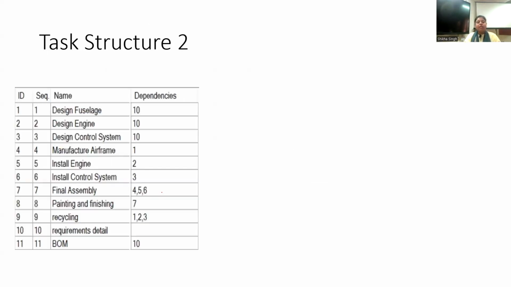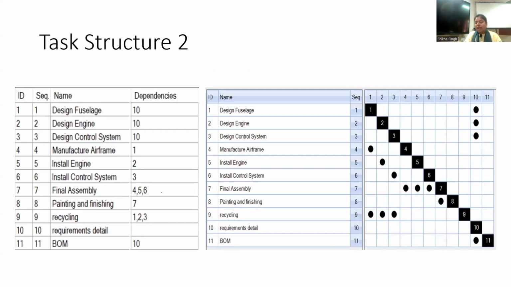So this is one more example. You see, this is the task structure where the sequence is mentioned, task IDs are mentioned, activity names are mentioned, and then the dependencies are mentioned. So if I would like to show it in a matrix, it should look like this. These black dots are expressing the dependency, right? This is just a visualization.